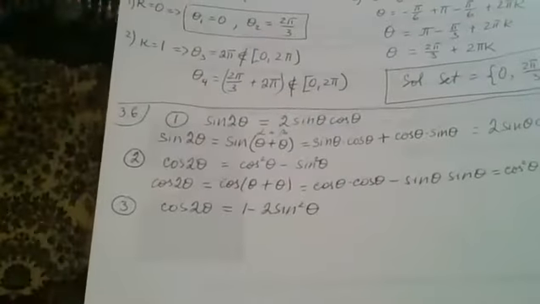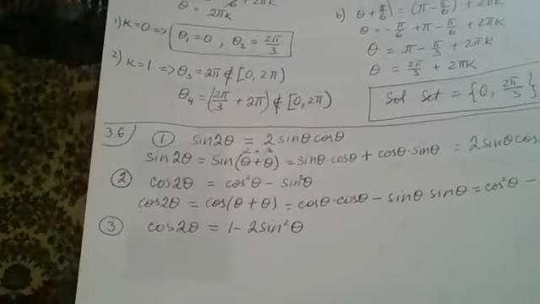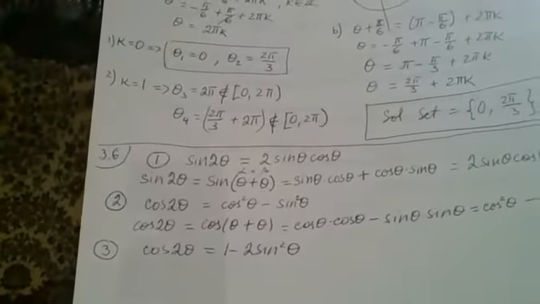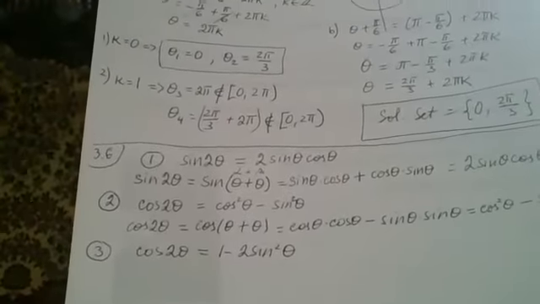Okay, I'm starting with formula number 3. I will copy how it looks, and after that, I will prove it very easily. This is what it states: cosine of double angle equals 1 minus 2 sine squared theta.